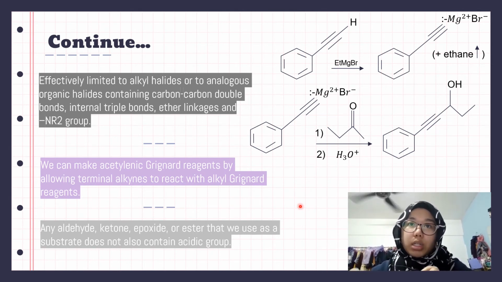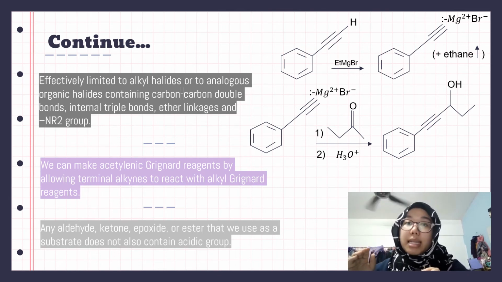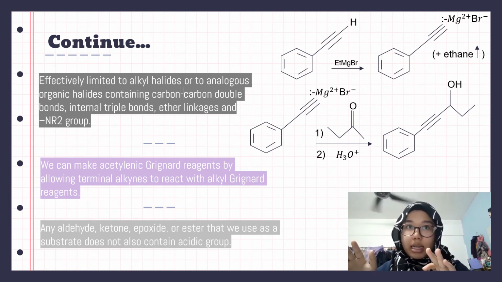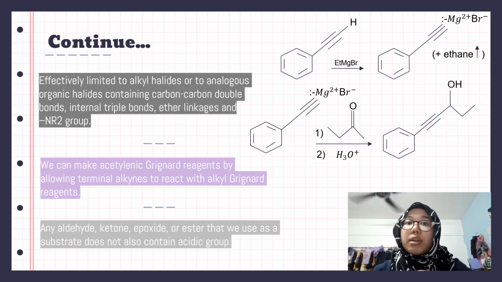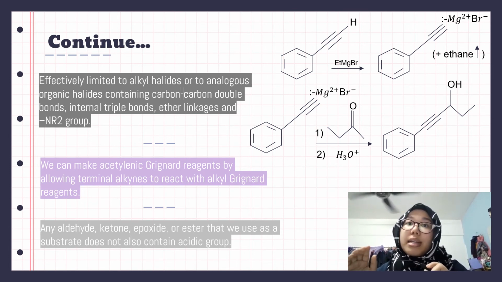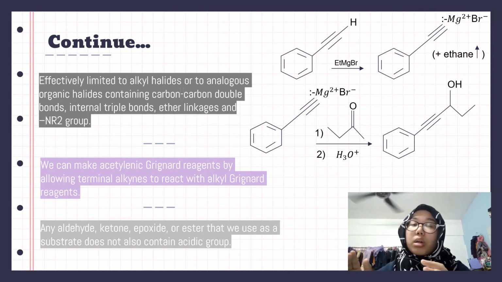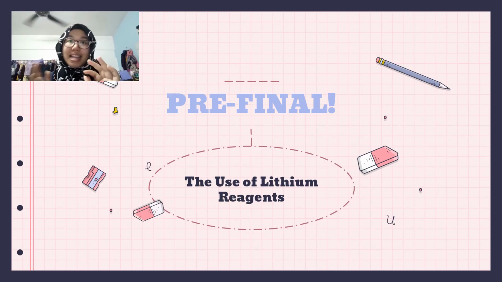And the last restriction is when we plan a Grignard reaction, we must also take care that any aldehyde, ketone, epoxide, or ester that we use as a substrate does not also contain an acidic group. If that happens, the Grignard reagent will react as a base with the acidic hydrogen rather than reacting at the carbonyl or epoxide carbon as a nucleophile. Go to the next slide. It's pre-final, guys, so keep watching.